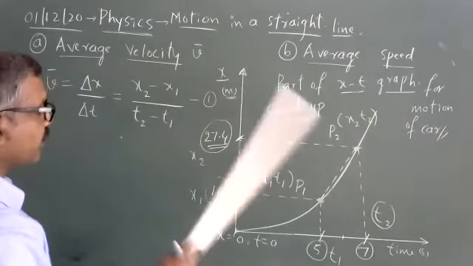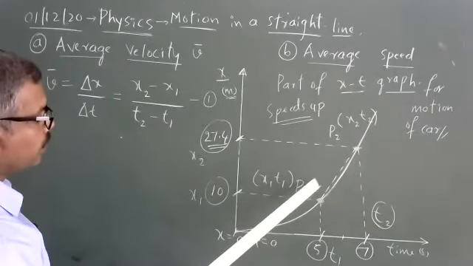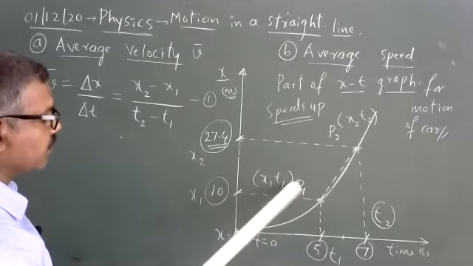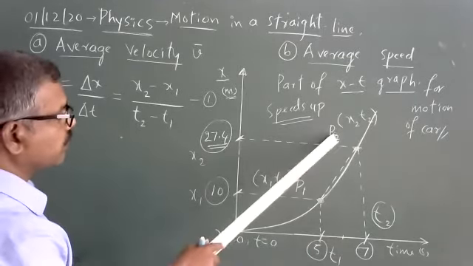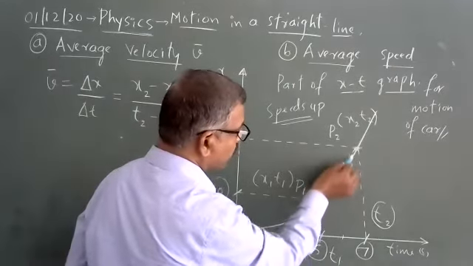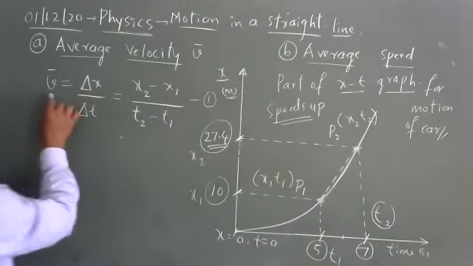Whenever you have an xt graph, P1 is a point which has two coordinates x1 T1. x1 stands for 10 meter, T1 stands for 5 seconds. P2 stands for x2 T2. And this dotted line is going to be my slope. This slope is called average velocity.